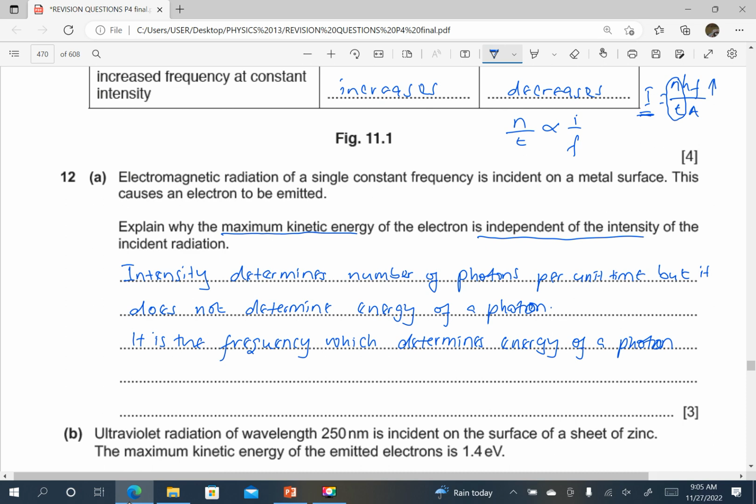And the kinetic energy of the electron depends on the energy of the photon.